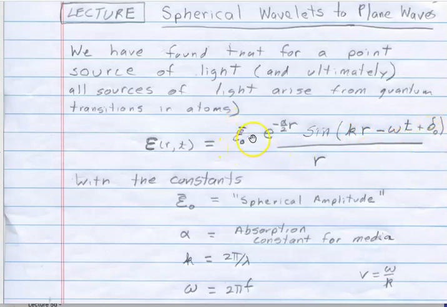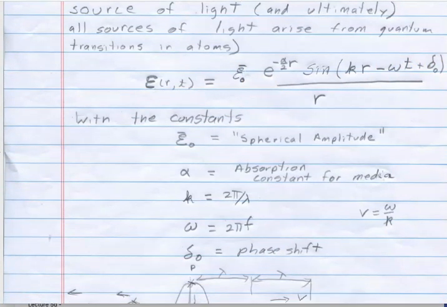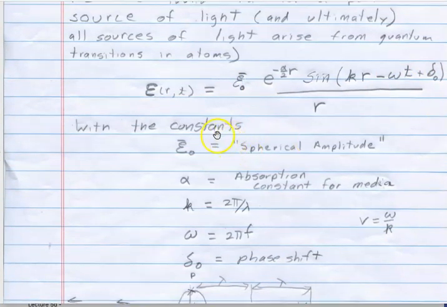And then we've got something here that I'm going to start calling E naught, with a bar over it. It's a constant. It's not really the amplitude per se, as we'll see. It's the spherical amplitude in a certain sense, but a constant. So at least in terms of the electromagnetic theory for light waves, this E naught is a constant, a spherical amplitude. Alpha is the absorption constant for the medium, if we have a lossy medium.